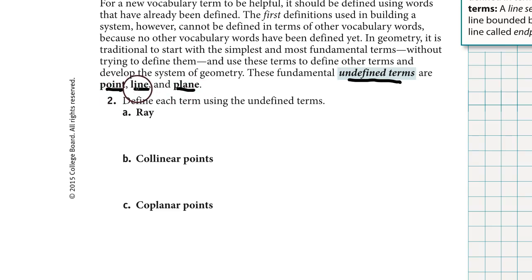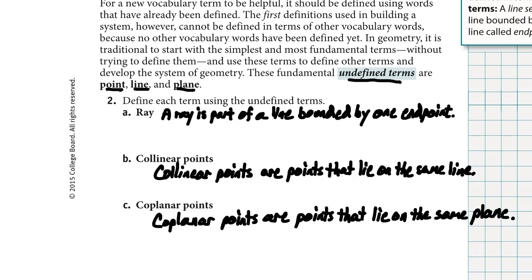Remember that you learned to draw and name these in an earlier section. From these three undefined words that we only have an understanding of because we're able to draw them, we can define other words like ray, collinear points, or coplanar points. Number 2, define these terms using the words up here. These words might be defined like this.